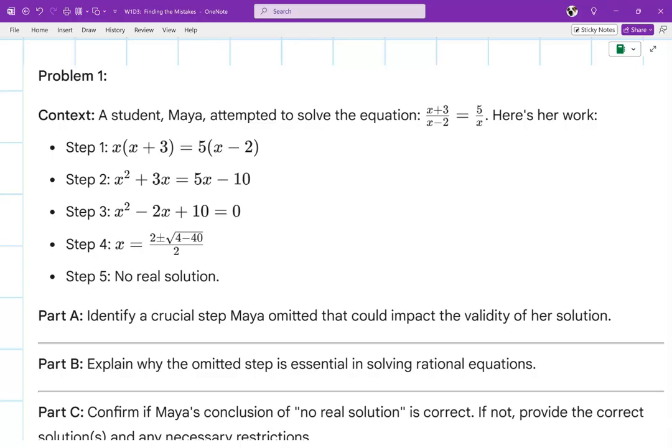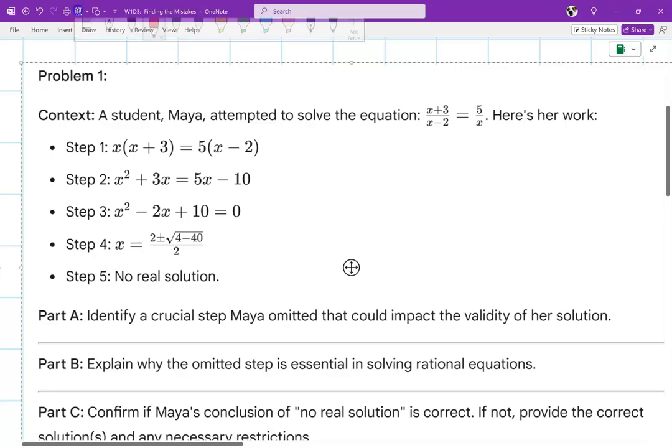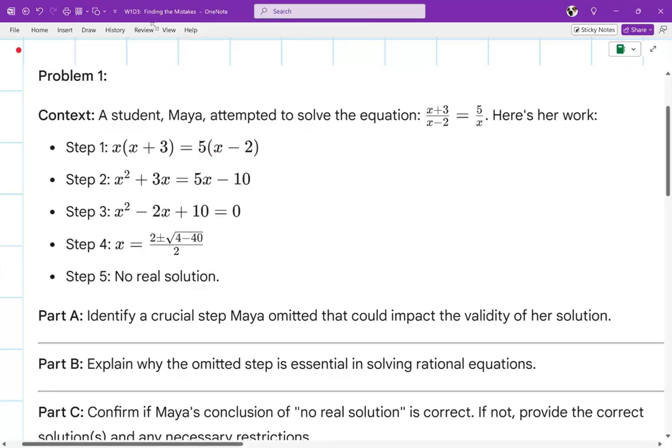Now, when you have a proportion, you're supposed to cross multiply, okay? So she should have written down x times x plus 3, equals 5 times x minus 2. And if I look, that's exactly what they did. So that's good. The next step, they're supposed to distribute, right? x times x is x squared. x times 3 is 3x. That looks good so far. 5 times x, that's 5x. 5 times negative 2, that's negative 10.